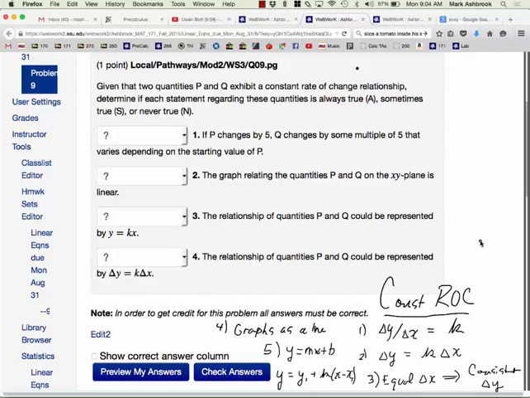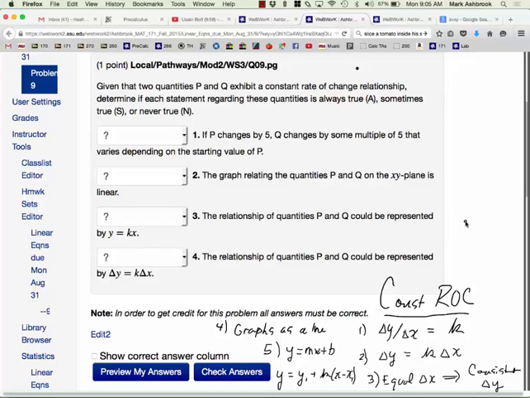Okay, let's look at number 1. If p changes by 5, then q changes by some multiple of 5 that varies. What do we think? Which of these statements does that have to do with? 1, 2, 3, 4, or 5? Nope.